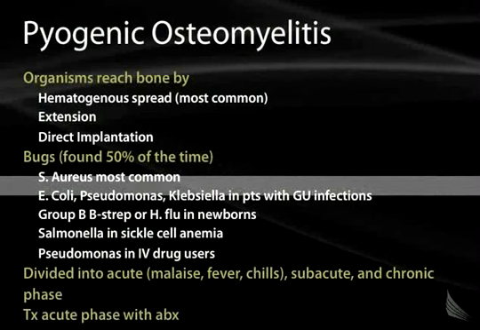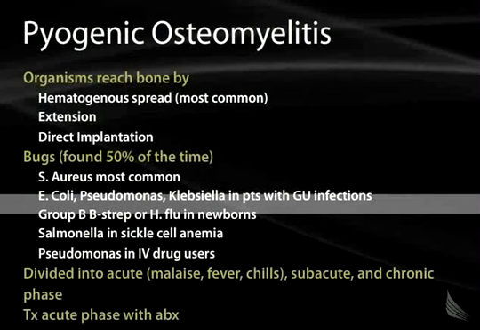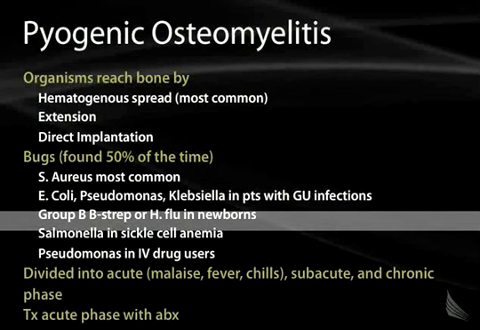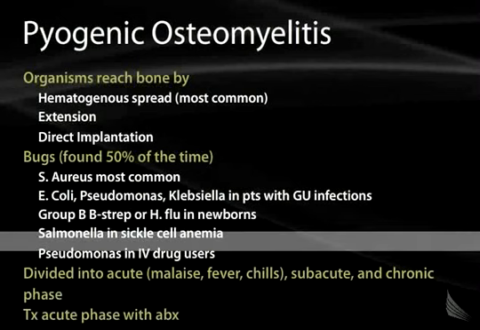E. coli, Pseudomonas, and Klebsiella will all be seen in patients, particularly those that have genitourinary infections. If one is dealing with osteomyelitis in a newborn, think about things such as group B strep or Haemophilus influenzae. For sickle cell patients, remember the difficulty that they have in dealing with encapsulated organisms, and so think about entities such as Salmonella. And finally, IV drug users, as usual, present a slightly different class of organisms when it comes to infections, and one should think about Pseudomonas.